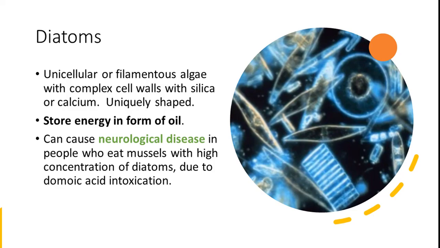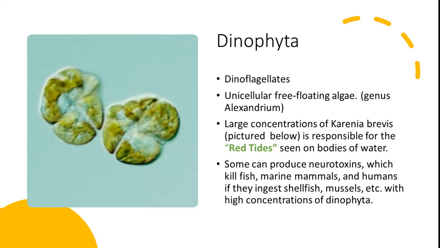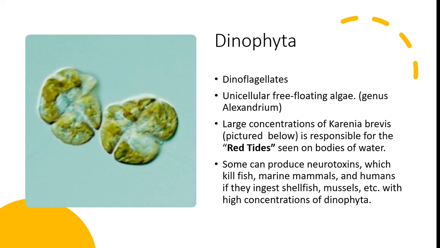The last group is what we call the Dinophyta or the dinoflagellates. They are unicellular and free-floating, okay? And the genus Alexandrium is the big one. Now, one of the things that I do want you to know about the Dinophyta is that there is a group known as Karenia brevis, and it is responsible for red tides. Now, at the beach, that's important for you to understand because, as you know, red tides can cause sickness for humans. And why? Because, like the diatoms, the Dinophyta produce toxins.